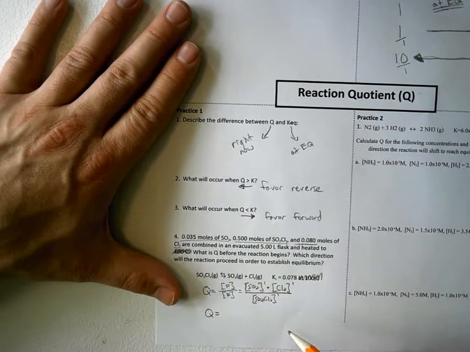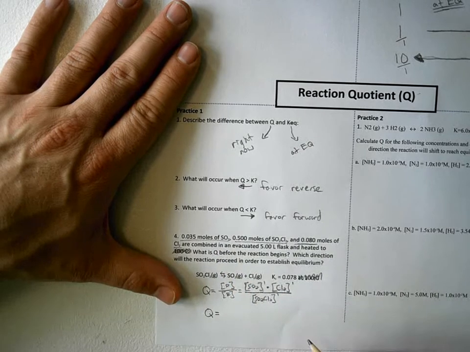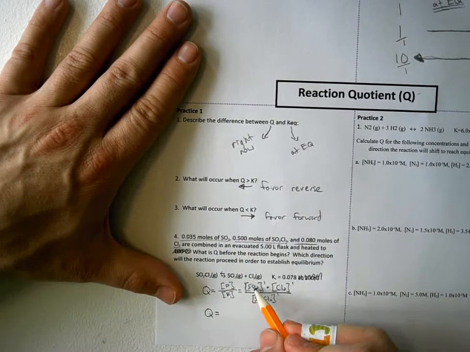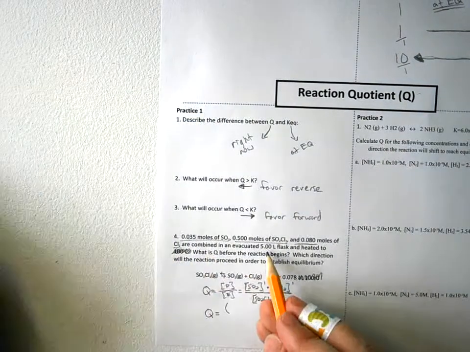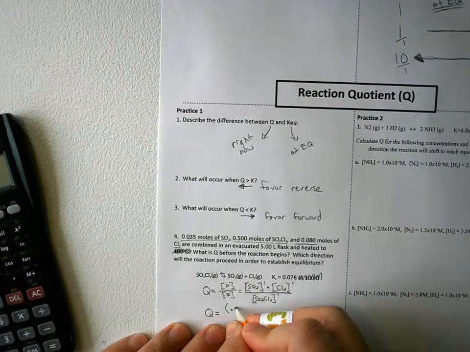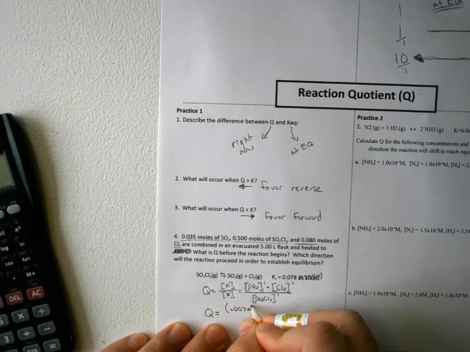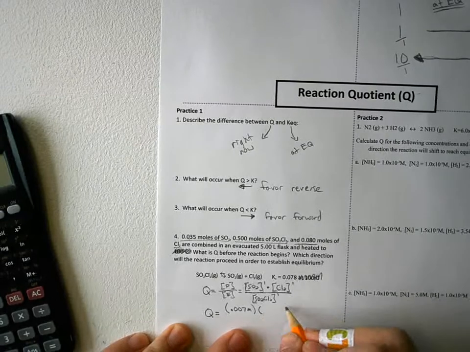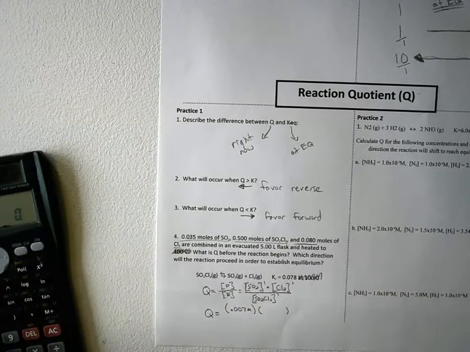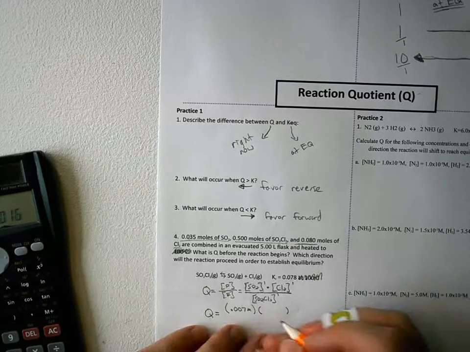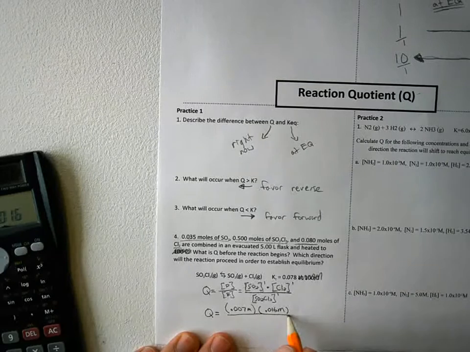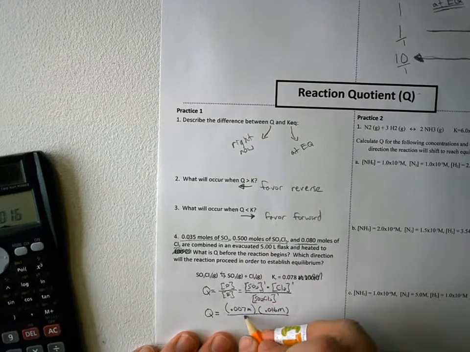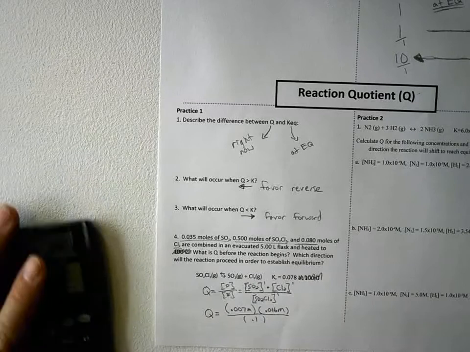Okay, so we can't use these values up here because these are moles and not concentrations. If we want concentrations in here, we need to do moles per liter. So let's set these up. SO2 was 0.035, so I'm going to do 0.035 divided by 5, and I get 0.007 molar. My Cl2 was 0.08, so 0.08 divided by 5, and we get 0.016 molar. And we're going to divide all of that by 0.5 moles divided by 5 liters, which is 0.1.